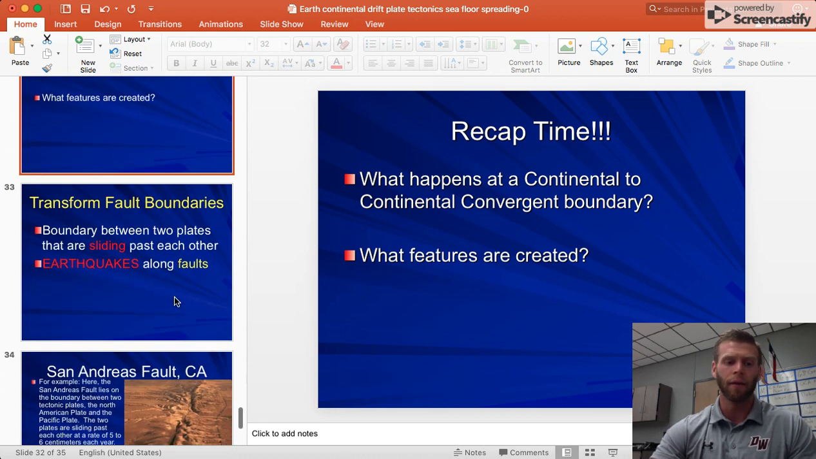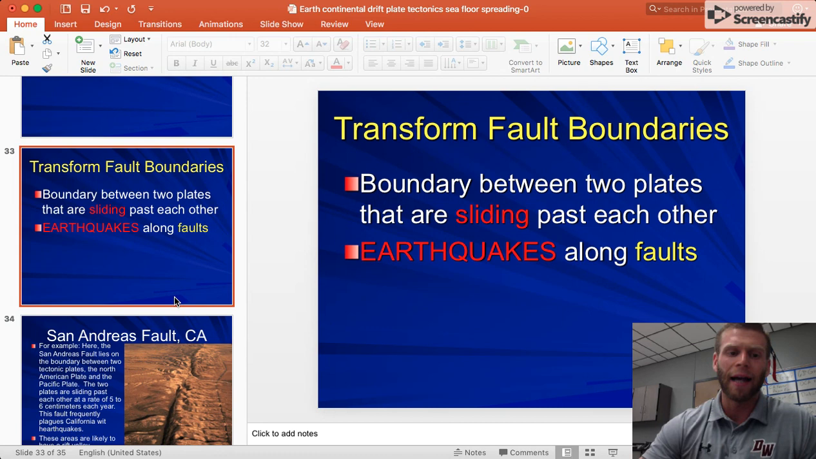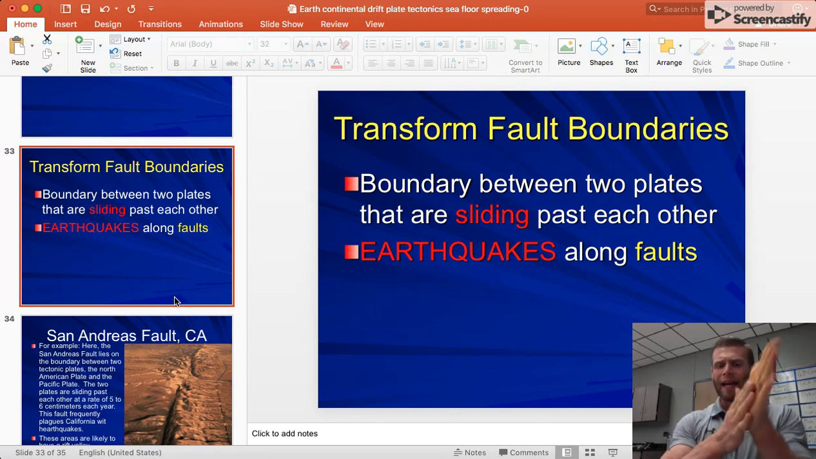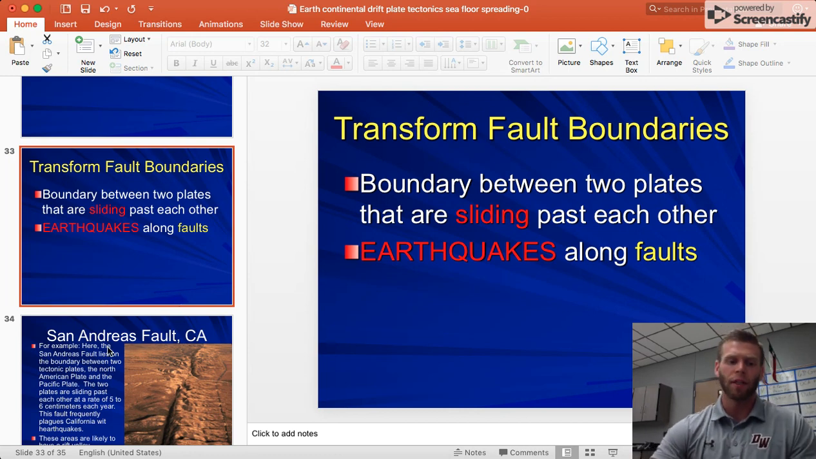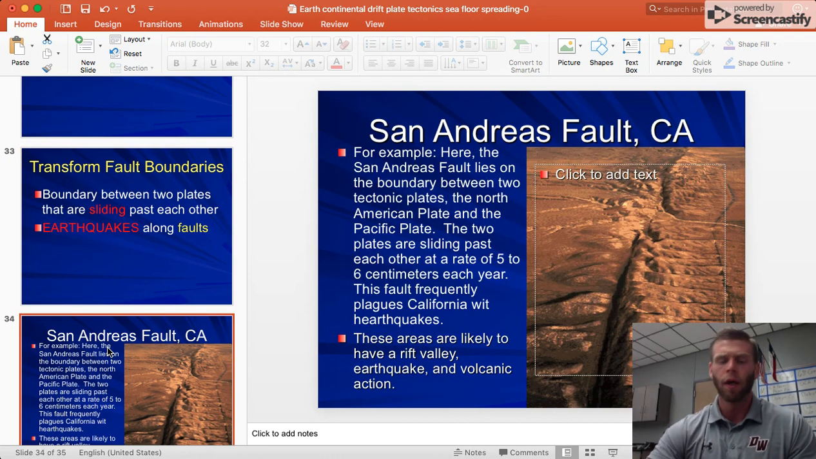Just talked about it. All right, our last boundary is a transform fault boundary. So a transform boundary, this is when two plates are sliding past each other. They're transforming past each other. They're sliding. And earthquakes happen along these faults. So the famous one we know of, the San Andreas Fault, is in California. It lies on two boundaries, the North American plate and the Pacific plate. The two plates are sliding past each other.